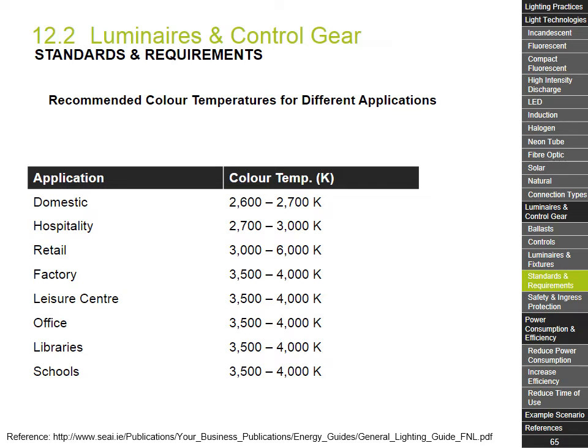This table shows the recommended color temperatures for different applications. Domestic and hospitality settings usually have a warm light to create a more relaxed mood. Retail ranges from warm to very cool light and is usually around the 6000 K mark in order to give similar illumination to that of daylight. This allows customers to view the color of products roughly how they would appear under sunlight.